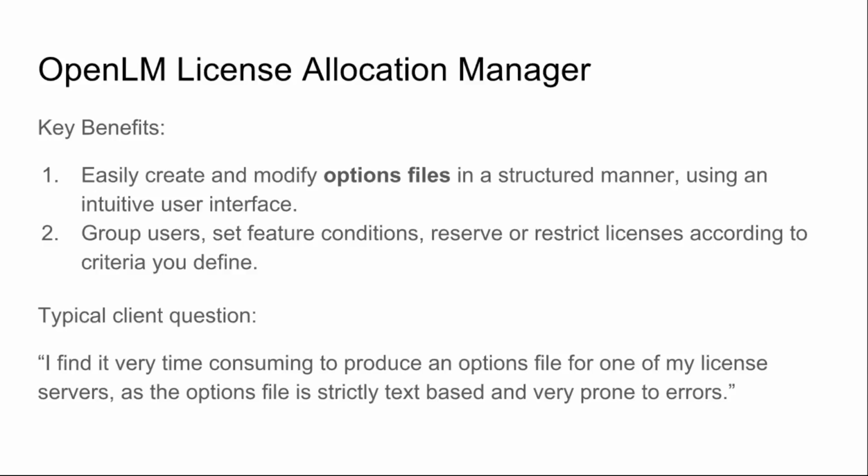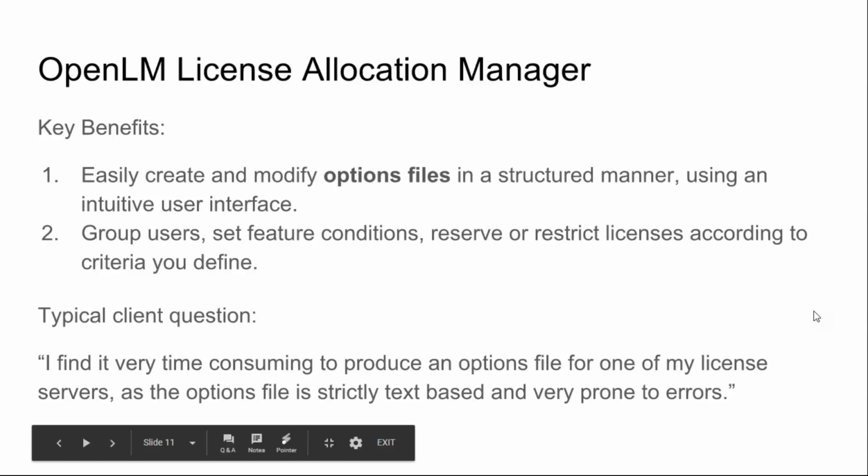So the OpenLM License Allocation Manager gives you a UI where you can just pick and choose which users you want, which groups, which features, all the criteria that you want. You can just choose easily. Just click and select from a list, and once you deploy, it gathers all the changes you made and edits a text file on the license server itself to be the new option file. So you'll be able to create option files without writing anything. You can just use the UI.